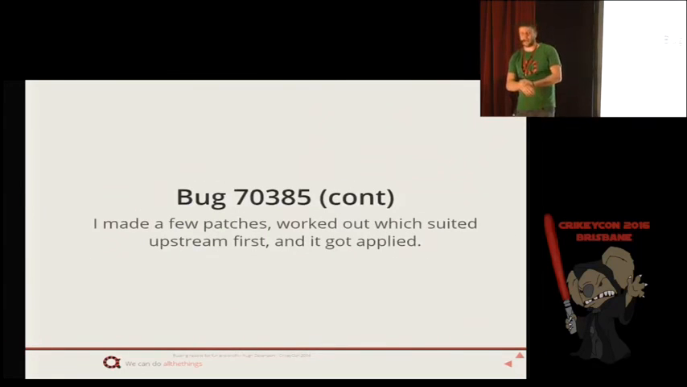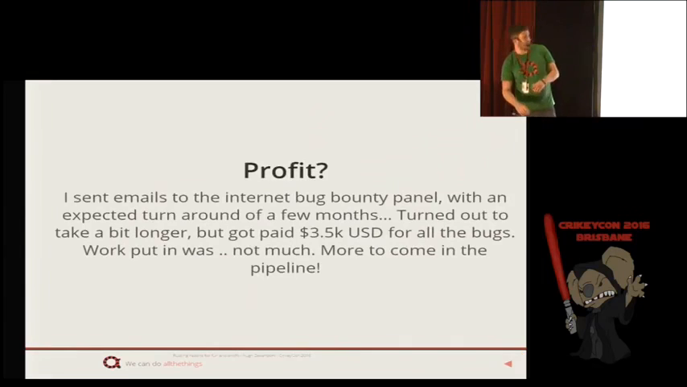So I made a few patches, talked with the upstream maintainers, worked out which they wanted, and then that got applied. So what profit did I make from this? This bug bounty was through the Internet Bug Bounty program. It's a whole bunch of big companies that pull in money, and they give money for popular programming languages, OpenSSL, Apache, Nginx, a whole bunch of projects, and they pay money for finding bugs like this.